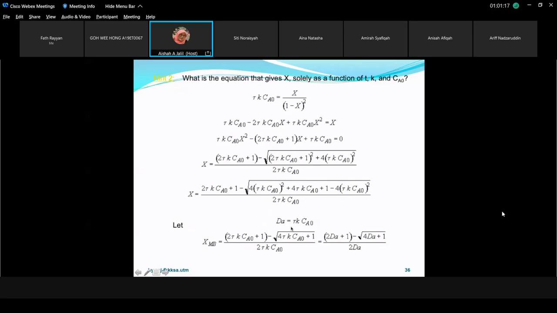Okay, so when you use this one, the Damköhler, this one can be simplified like this. X equals this one minus this one. This is the Damköhler, so it becomes like this. You can accept like this. Okay, so that is the X and B.